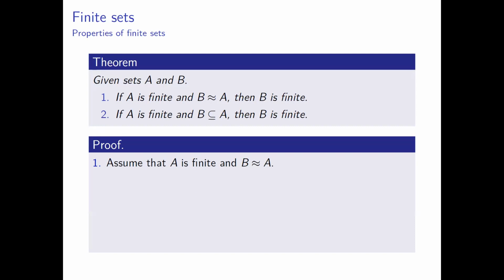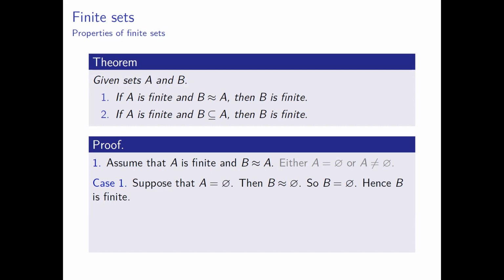To prove the first statement, assume that A is a finite set and that B is numerically equivalent to A. There are two possibilities for A, namely, either A is empty or A is non-empty. We consider each case separately. For case 1, assume that A is empty. Since B is numerically equivalent to A, B is numerically equivalent to the null set. Recall that by an earlier result, the only set which is numerically equivalent to the null set is the null set itself. Therefore, B must be empty. Hence, B is a finite set.